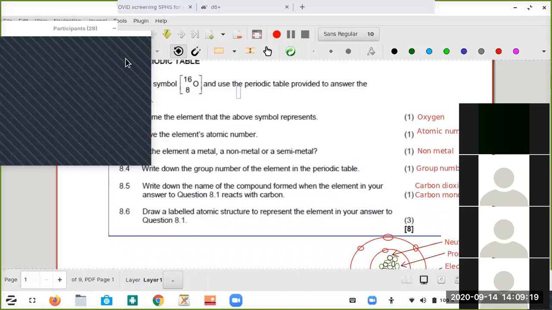Why? Because the periodic table was provided. So you have to make use of the information in the periodic table, and you must use it in the correct manner or in the correct order. Then from there, 8.3, the element, is it metal, non-metal, or semi-metal? Oxygen is non-metal. It doesn't have the properties of metals, right? Then 8.4, write down the group number of the element in the periodic table.